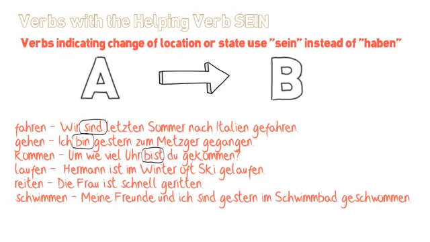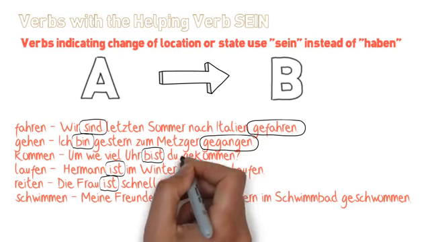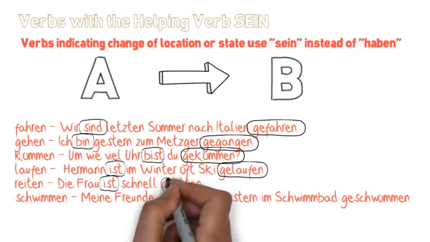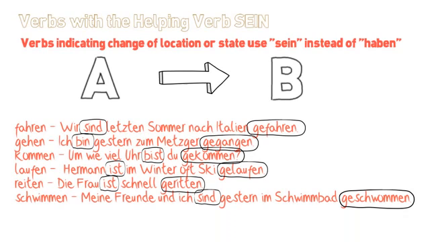This is because these verbs are ways to get from point A to point B: driving, going, running, swimming, etc. And doing these verbs inherently involves a change of location. Also, notice that the participles tend to be irregular. This means you'll need to practice these verbs a little more because they have both irregular participles and the helping verb sein.